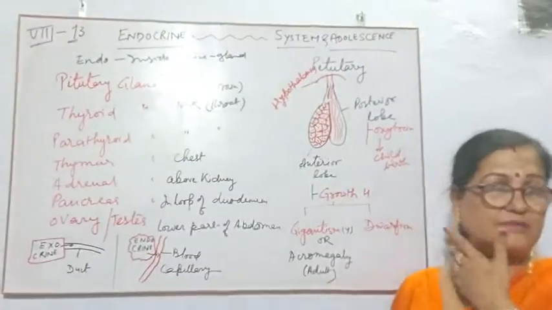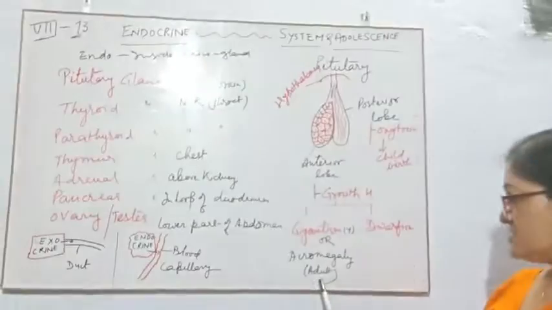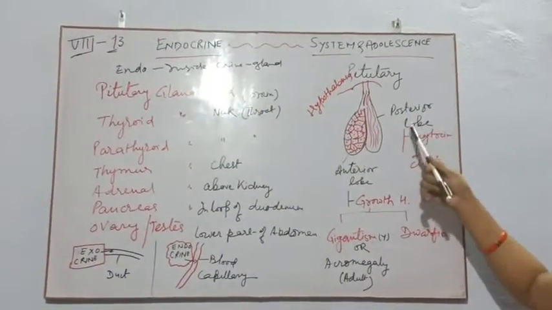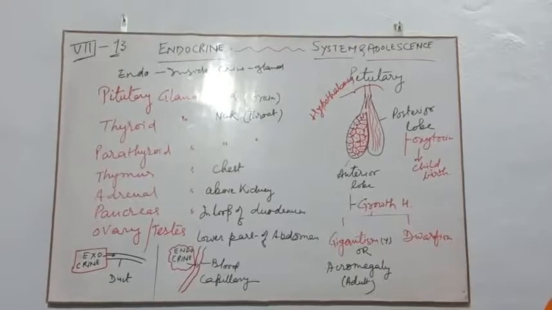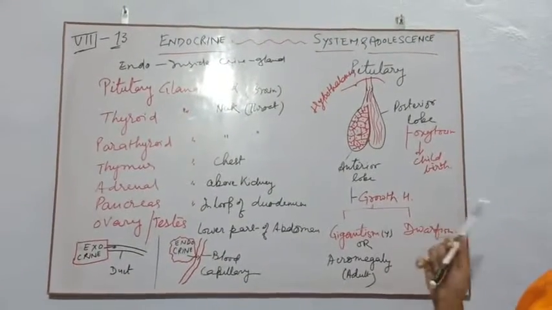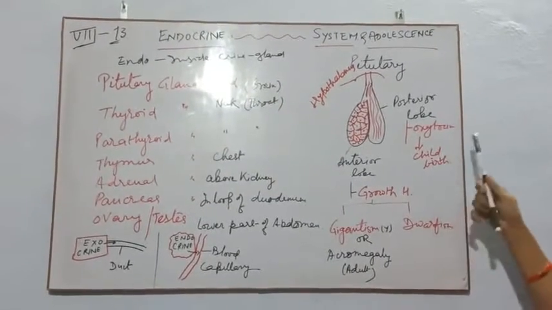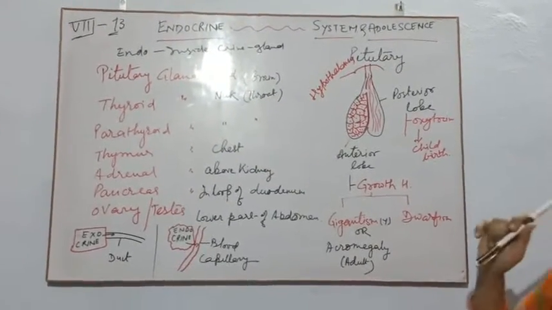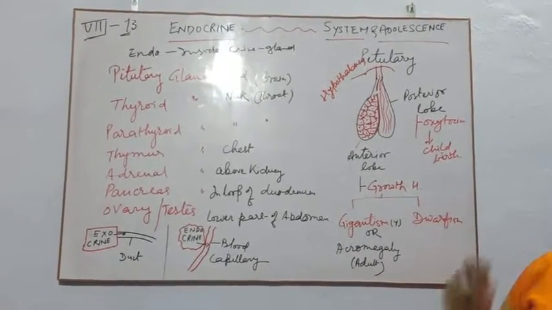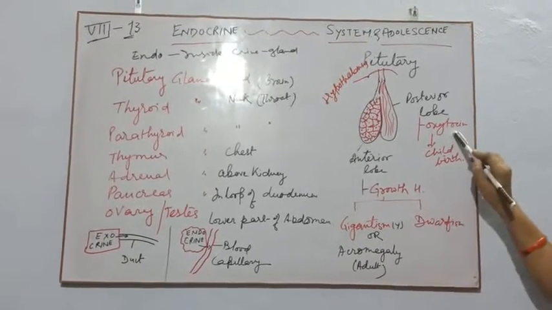Then the arm bone can increase in size. So this is known as acromegaly. Second one, the posterior lobe. According to your syllabus, the posterior lobe secretes oxytocin. The posterior lobe is fibrous in structure, and this gland will secrete oxytocin.